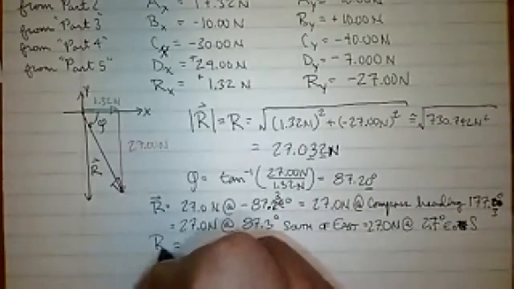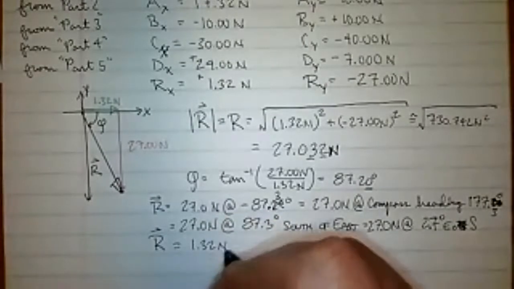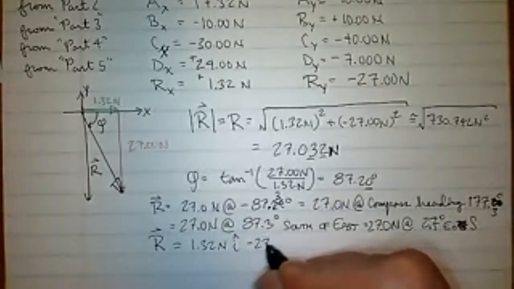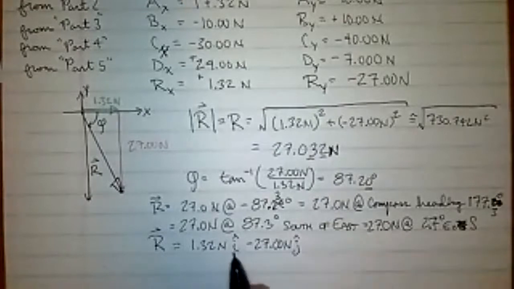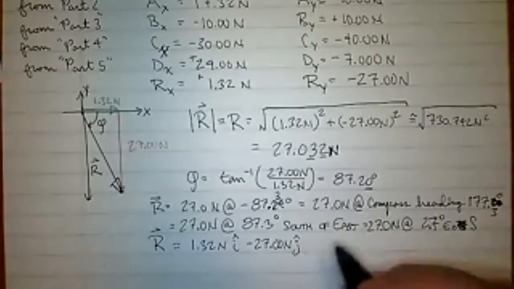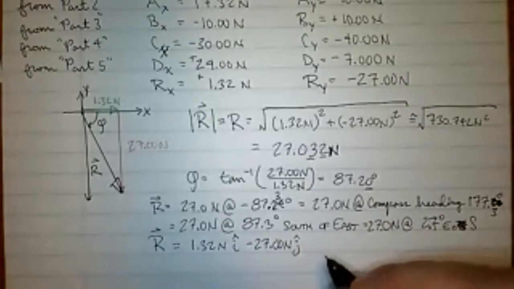So we could also say R is equal to 1.32 newtons in the i hat direction minus 27.00 newtons in the j hat direction. And i just means a unit vector in the positive x direction. And when I say unit, I mean it's just a pure number, pure unit length. And this is the same thing, but in the y direction, that's what the j is. And then there's a k hat, and it's the same thing in the z direction.